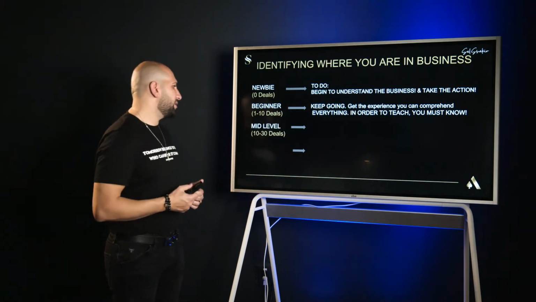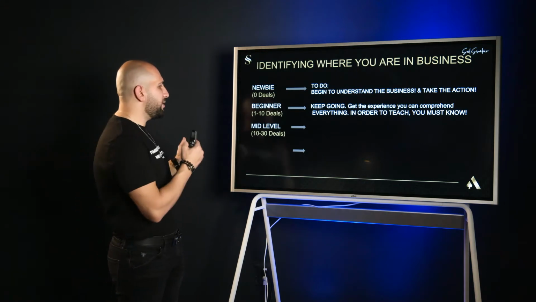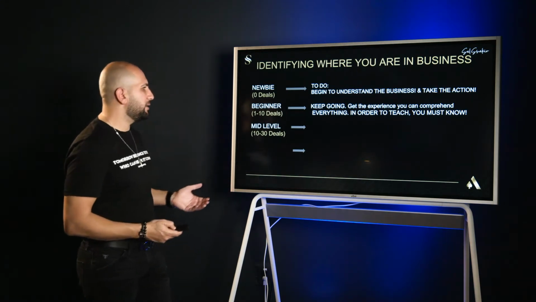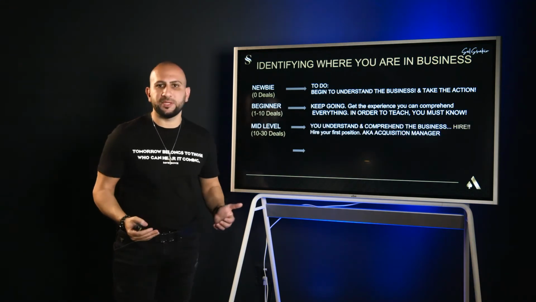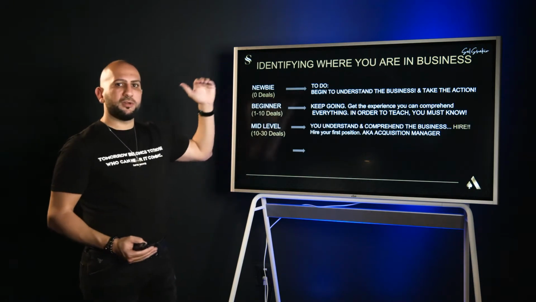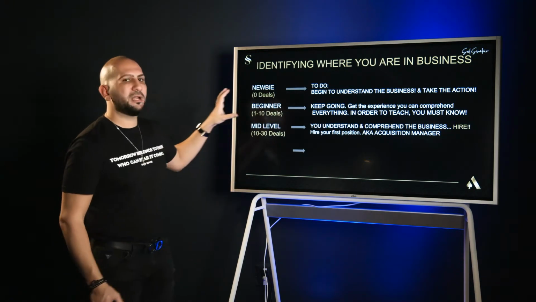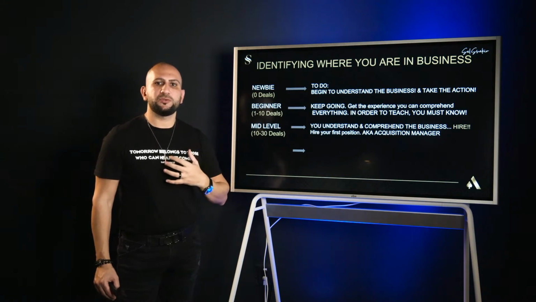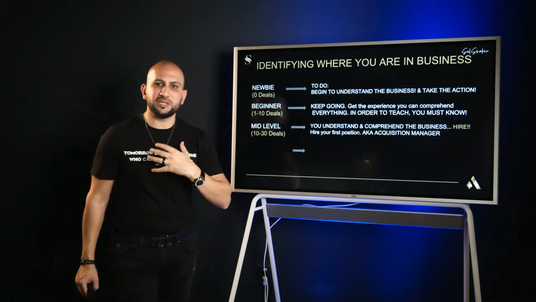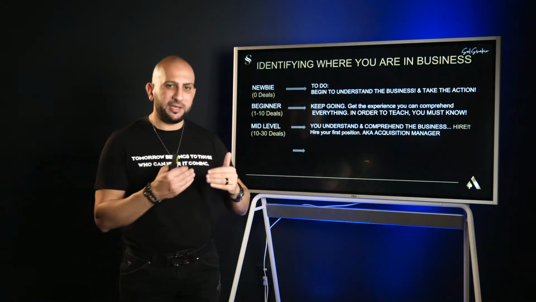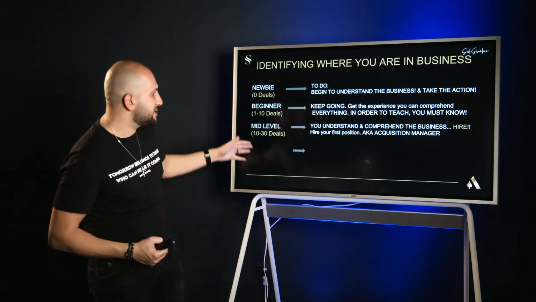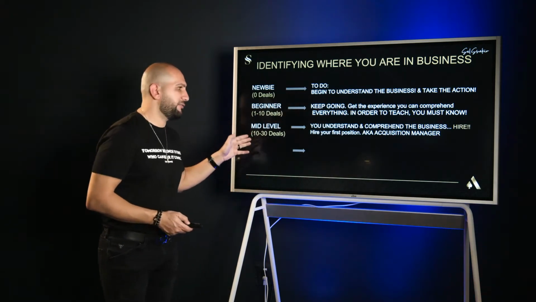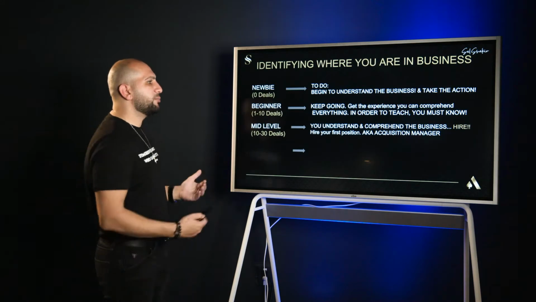The mid-level, this is the third level, which is if you're doing anywhere between 10 and 30 deals. Now you understand it and comprehend the business. This is levels of education, by the way. The reason I'm explaining this is because in order for us to learn something, I like to learn something where I can teach it. That means I've done every step of the way. And that's where you're at here. If that's where you're at, you understand and comprehend the business.